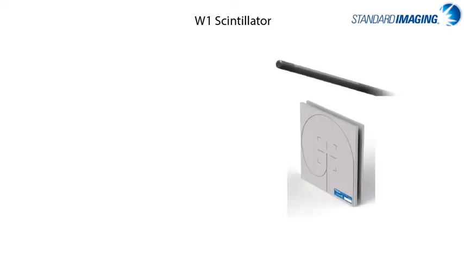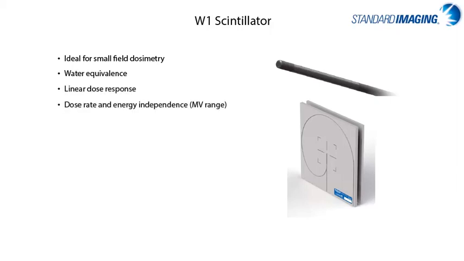Another instrument of interest for small field measurements, and only available from Standard Imaging, is the W1 Scintillator. This scintillator is a 1x3 millimeter cylindrical BGO scintillating crystal attached to a fiber optic cable. This instrument is ideal for small field dosimetry as it is water equivalent, has a linear dose response, is dose rate and energy independent, and there is an automatic Cherenkov correction applied to the measurements when the scintillator is used with the Supermax electrometer.